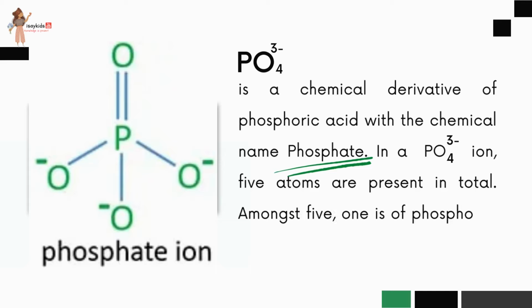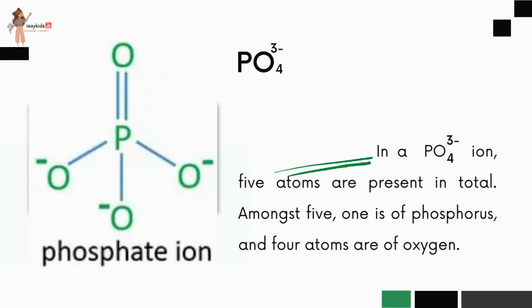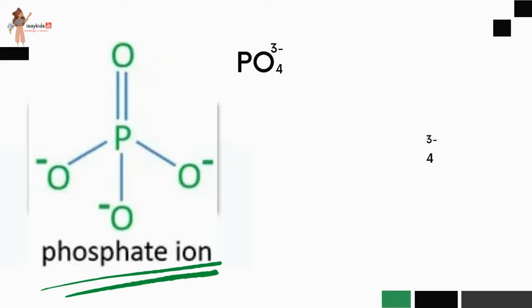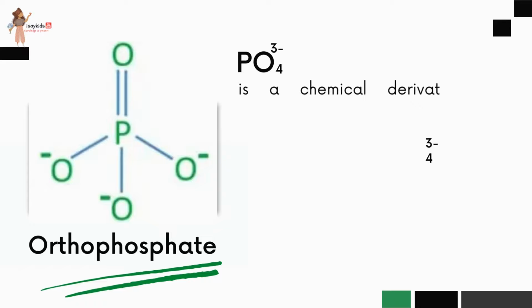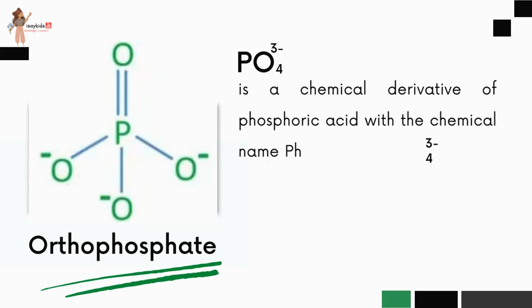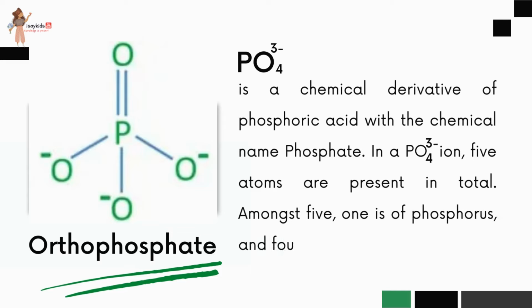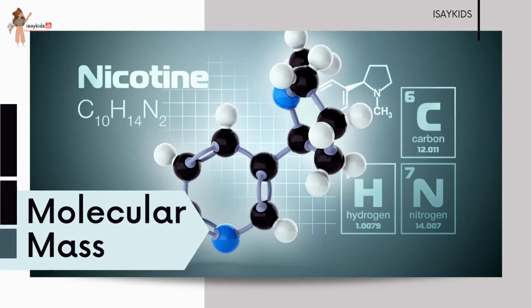PO4 3- is a chemical derivative of phosphoric acid with the chemical name phosphate, also called phosphate ion or orthophosphate. In a PO4 ion, 5 atoms are present in total. Amongst 5, 1 is of phosphorus and 4 atoms are of oxygen. It is naturally found in food, human bodies, and water.